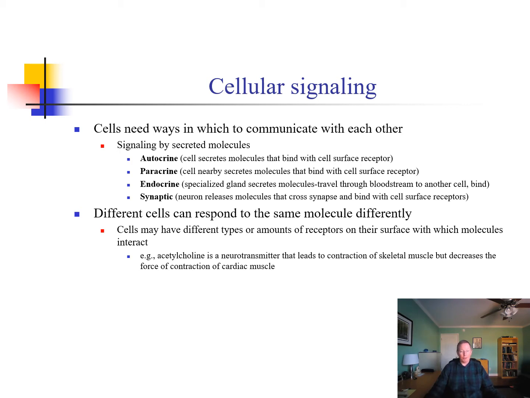Now, different cells respond to the same molecule differently. So I can have some cells that have acetylcholine. When that's released, it can lead to the contraction of skeletal muscle, but it decreases the force of contraction of cardiac muscle. So when you think about the molecules that are used for these different types of cellular communication, don't think this molecule does this. That's not in fact the case in the body. And remember that those effects depend upon binding to something on the surface of another cell or on the same cell, and I can upregulate or downregulate those molecules.